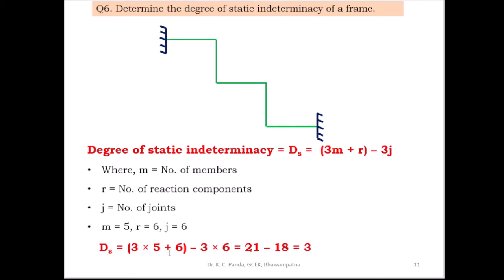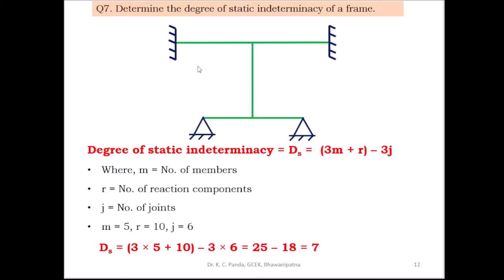Then find out what is the degree of static indeterminacy. ds is equal to 3 into 5 plus 6 minus 3 into 6 is equal to 21 minus 18 is equal to 3. So the degree of static indeterminacy of this frame is equal to 3. And this frame is externally indeterminate and internally determinate, because this is open configuration. So dsi is equal to 0, and externally dsc is equal to r minus 3, 6 minus 3 is equal to 3. So ds is equal to dsc plus dsi. ds is equal to 3 plus 0, that is equal to 3. So the degree of static indeterminacy you can find out using the other approach, in this manner.